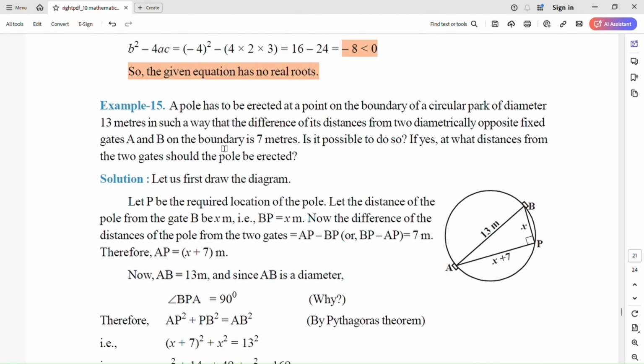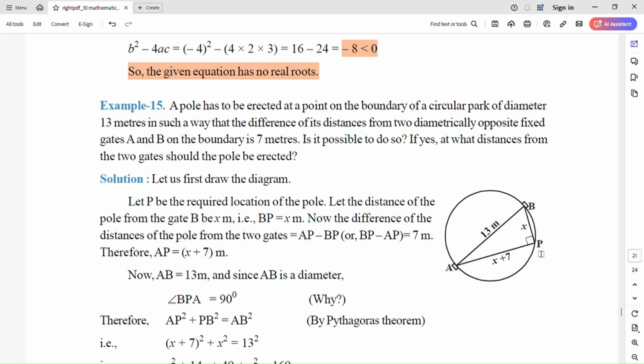Okay, next. A pole has to be erected at a point on the boundary of a circular park of diameter 13 meters in such a way that the difference of its distances from two diametrically opposite fixed gates A and B on the boundary is 7 meters. On the diameter you have two gates A and B here. Obviously it's a diameter, so it is given as 13 meters.